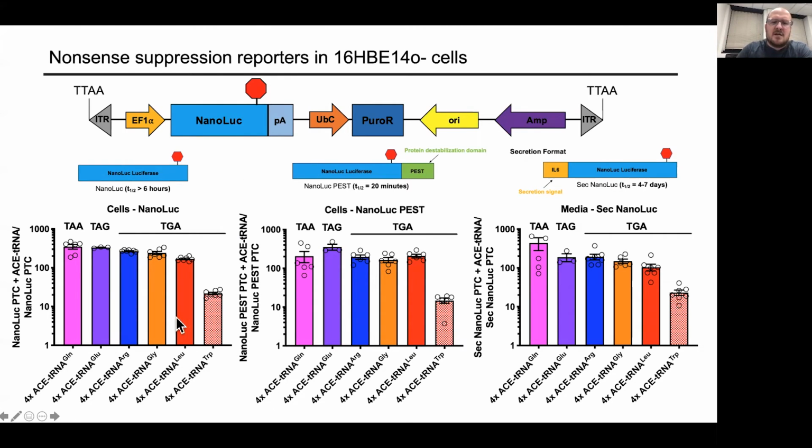So what we've done here, as shown in these graphs, is we've taken a couple of our winning ACE-tRNA sequences that are very efficient at suppressing PTCs, and we've shown that no matter the format, you still get a sufficient signal, and that the shape of the efficiency isn't affected by the format of the nanoluciferase, meaning that the readout isn't affecting what you would expect in the PTC suppression efficiency.